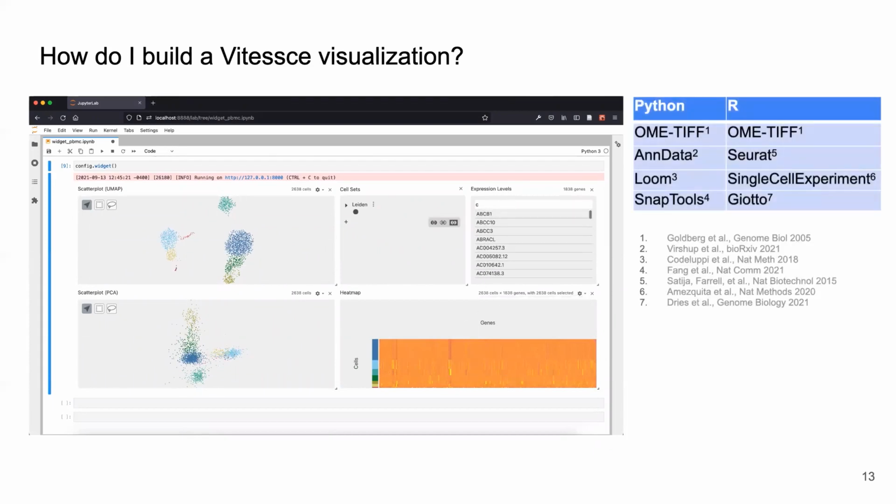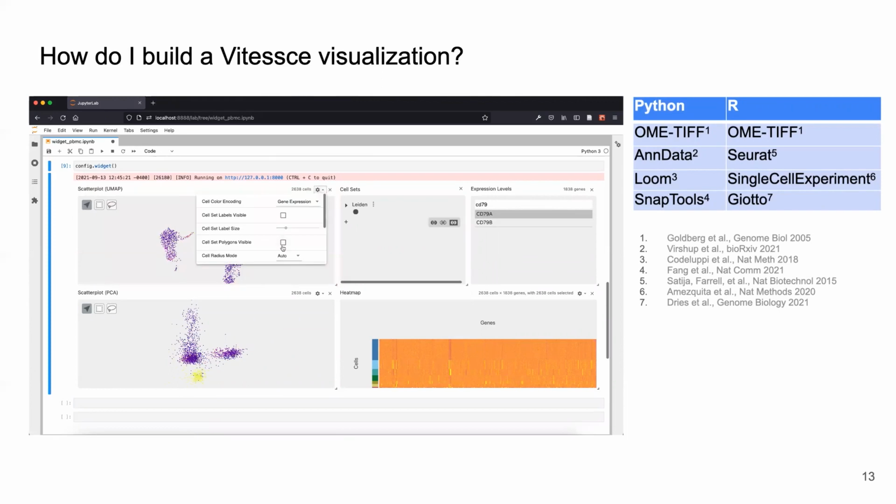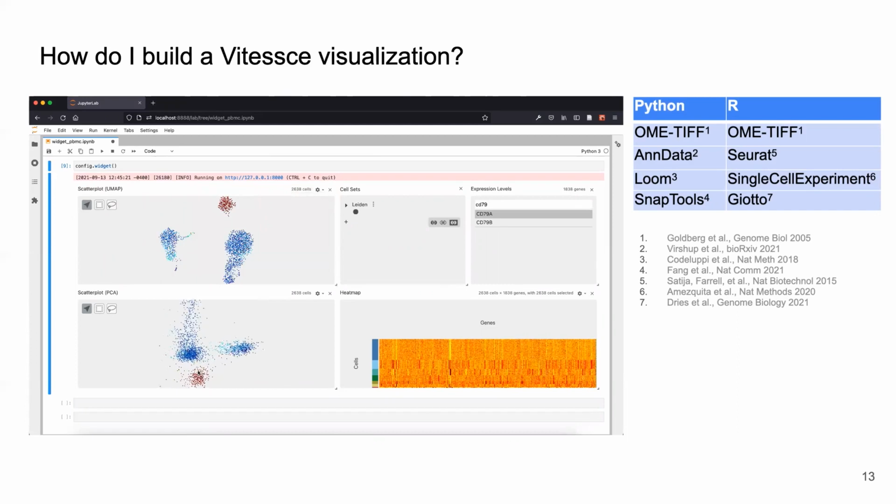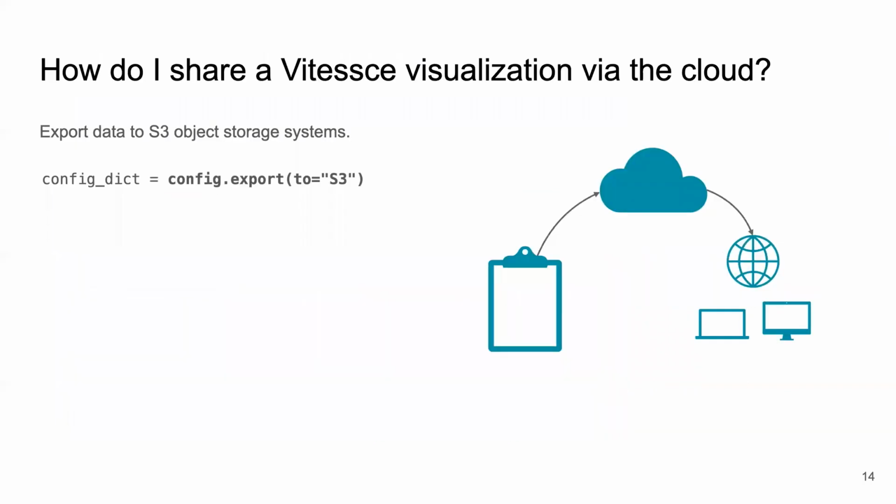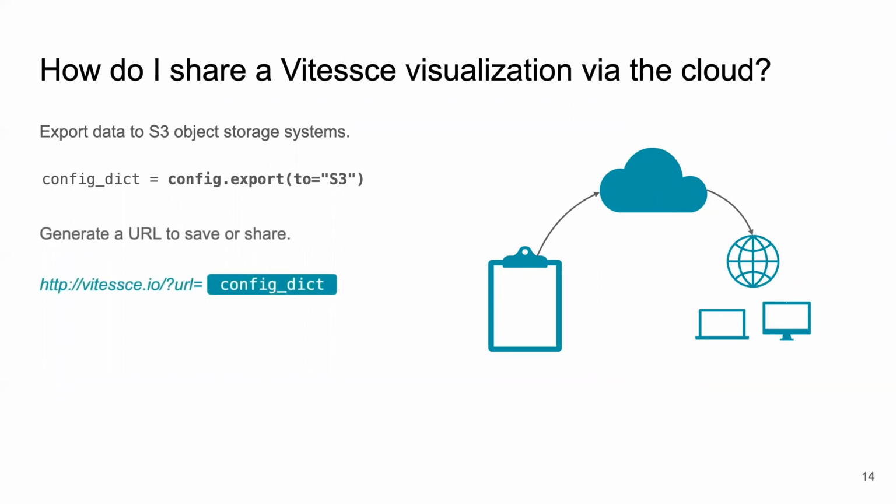In Python, the package currently supports loading OME-TIFF images, as well as AnnData, Loom, and SnapATAC objects. The R package currently supports loading OME-TIFF images, as well as Seurat, SingleCellExperiment, and Giotto objects. We are working on supporting additional common single-cell file formats. The Python and R packages also contain functions for exporting data to cloud object storage systems. Once data is in the cloud, a new configuration can be defined based on the remote files. This configuration object can be converted to a URL to save or share with collaborators.